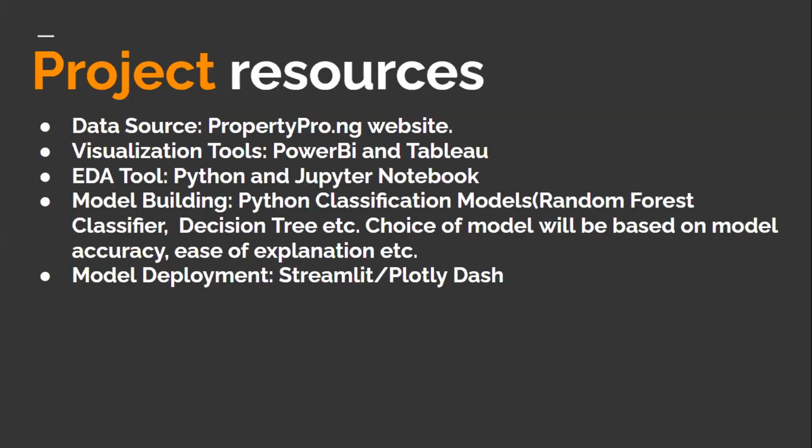Then for this particular project, what are the resources that we actually used? For our data source, we used the Property Pro NG website. To get our data, we went there to scrape data. We didn't just choose Property Pro arbitrarily. We chose it because it has a pretty good amount of data. It was well structured compared to the other websites that we tried searching.